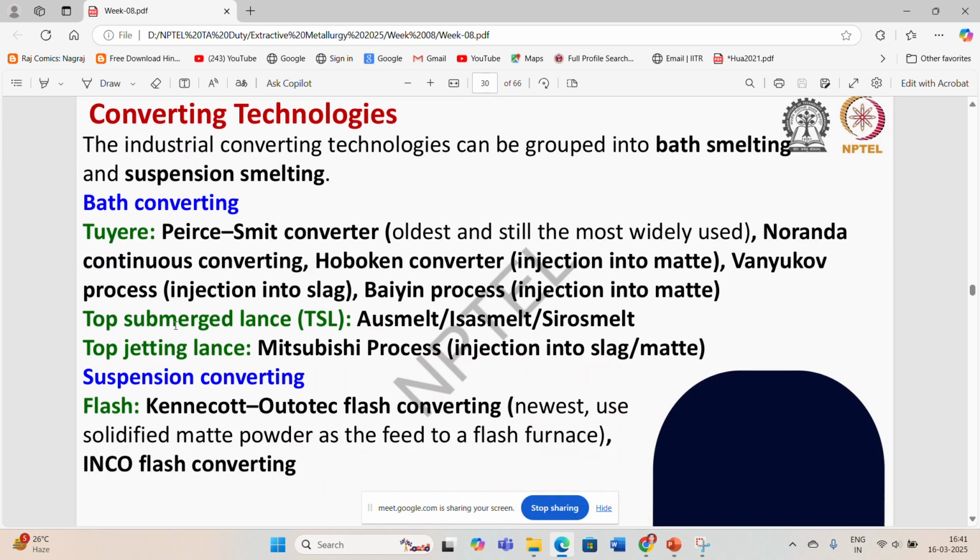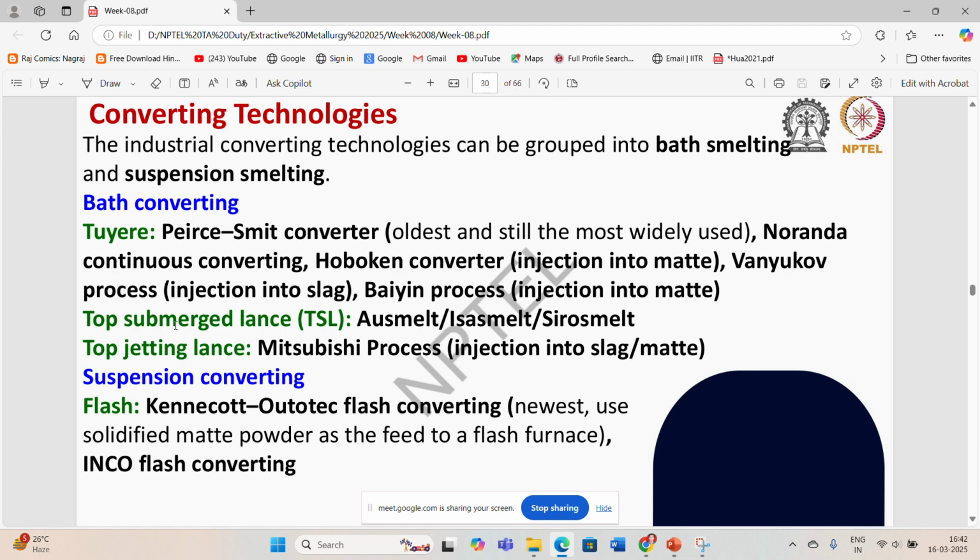Then converting technology: the industrial converting technologies can be grouped into bath smelting and suspension smelting processes. Bath converting generally consists of tuyere type bath converting. The common example of tuyere bath converting is the Peirce-Smith converter, which is the oldest one and is still the most widely used one. Then there is the Noranda continuous converting process, the Hoboken converter, which uses injection into matte, then the Vanyukov process, then the Bain process.